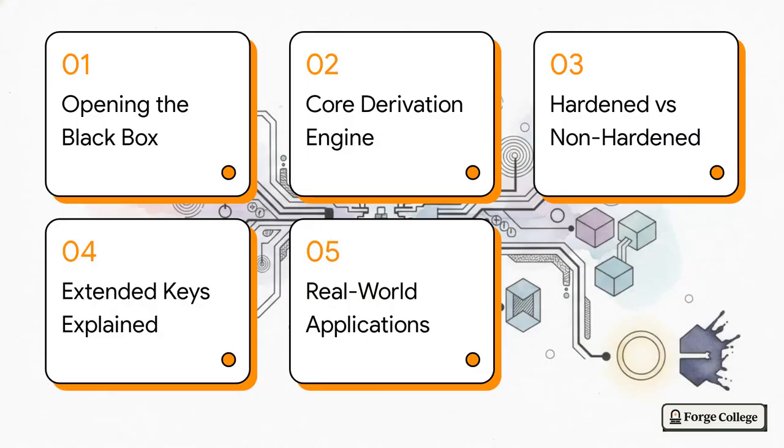Here's our technical blueprint for today. First, we'll open that black box, then meet the core derivation engine. We'll explore the hardened versus non-hardened fork in the road, explain extended keys, and wrap it all up with some real-world wallet applications. Don't worry, you won't need a PhD in cryptography to turn these gears.